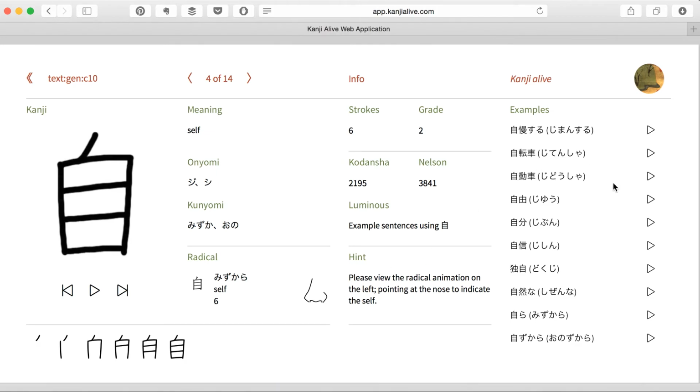Examples: jitensha, right? Bicycle, or a self-turning vehicle. A jidosha, car, or an auto-turning vehicle. Jiyu is freedom. Jibun, oneself. And what else? Shizen, not natural. So not an adjective, that's good to know.